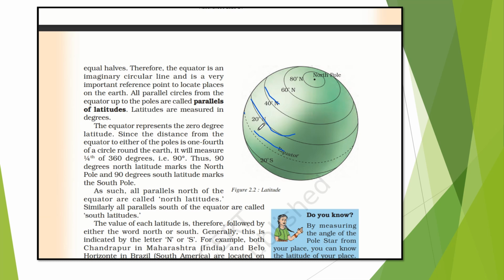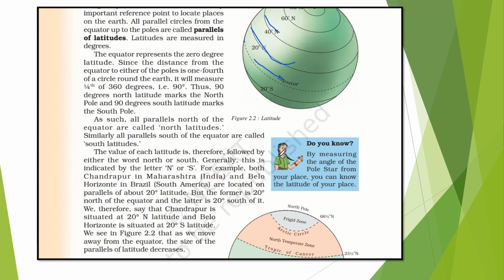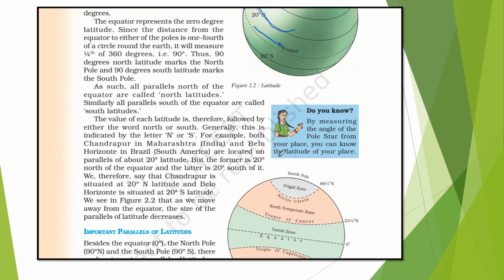Okay, they are not showing the 90-degree one here, so we just imagine. As such, all parallels north of the equator are called north latitudes. These are the north latitudes, and if you go down, that will show south latitudes. Similarly, all parallels south of the equator are called south latitudes. Now the value of each latitude is therefore followed by either the word north or south. Generally this is indicated by the letter N or S.